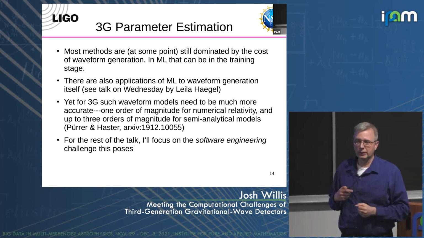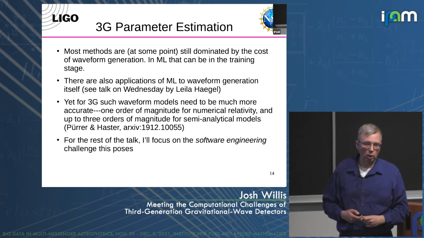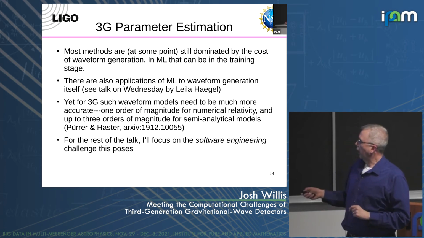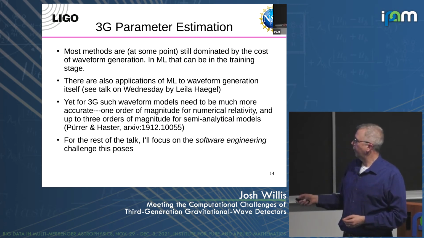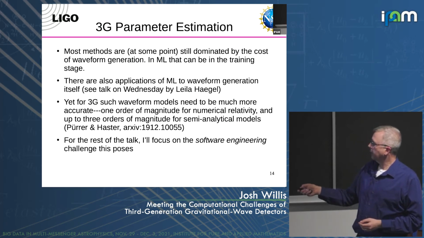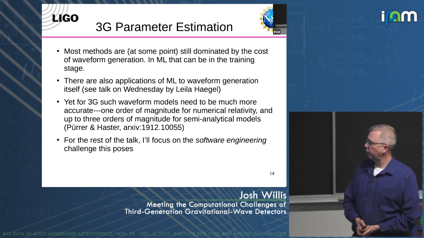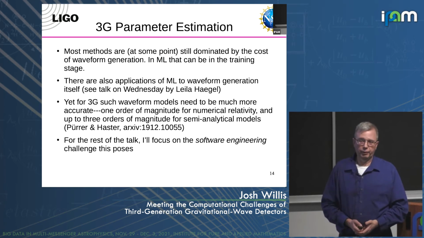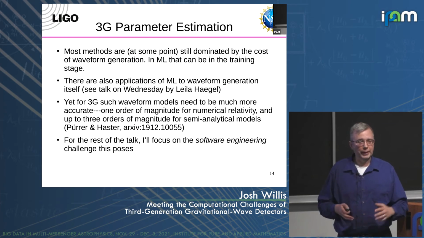Partly that's generically what is found with machine learning: the things that make all the news about computers beating humans in Go, the expense of that is in training the neural network. You will hear a talk on Wednesday on actually generating the waveform with machine learning by Layla. But the bottom line here, that different authors can talk about, but I've cited this preprint from Purrer and Haster, is that for 3G, these waveform models will need to be much more accurate than they are right now. So possibly an order of magnitude for numerical relativity and several orders of magnitude for the analytic part.